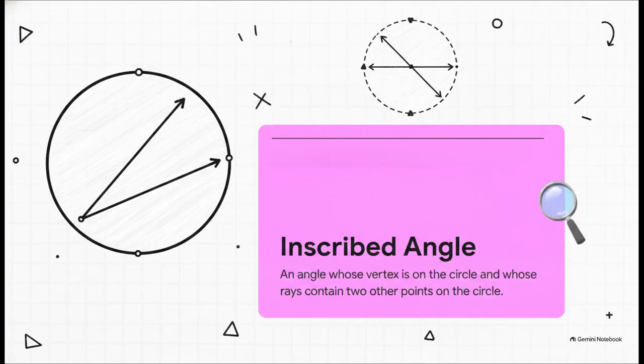Next up, we have the inscribed angle. Now, unlike a central angle that anchors right in the middle of the circle, an inscribed angle has its vertex sitting directly on the outer edge of the circle itself. And from that point on the edge, its two rays stretch all the way across the inside of the circle, hitting two other points. Those rays are actually called chords. So basically, you've got this angle wedged right into the outer curve of the circle, looking inward.